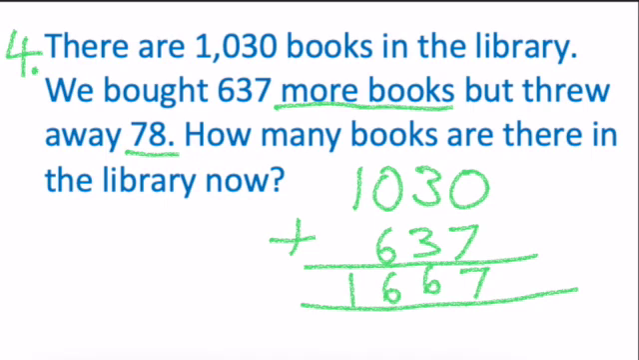Now look what I'm going to do. I'm just going to subtract 78. I'm going to add that on the bottom and I'm going to do a subtraction. Okay, 7 take away 8, I can't do that.